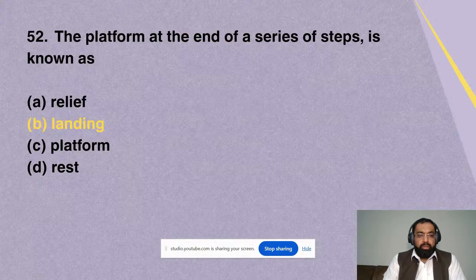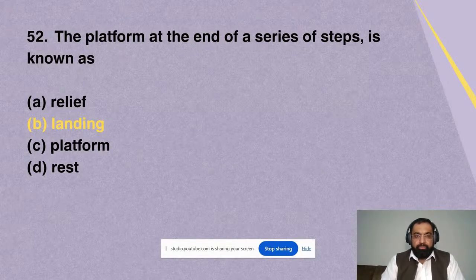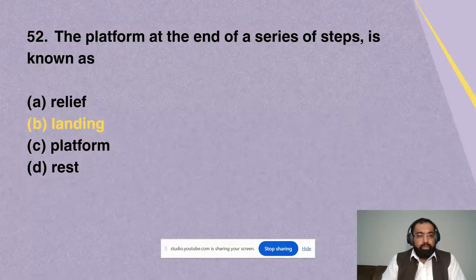Then question number 52, platform at the end of a series of steps is known as: you must have witnessed there is a flat space after 10 to 12 steps, depending upon the length of the flight in every staircase, and that gives a relief space for the pedestrians. So what is that platform called? A, relief, B, landing, C, platform, or D, rest. So that is called landing. Option B is correct for this question.